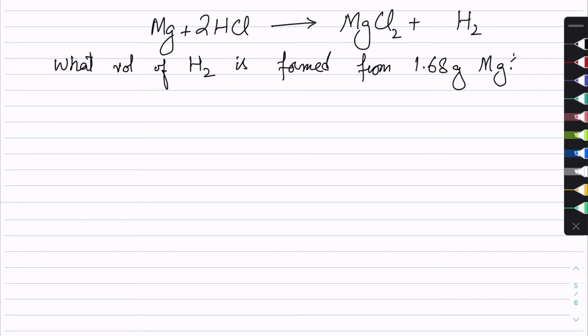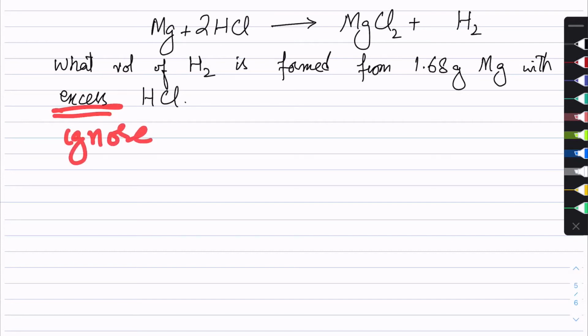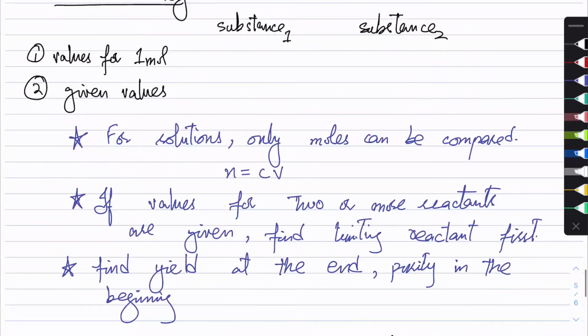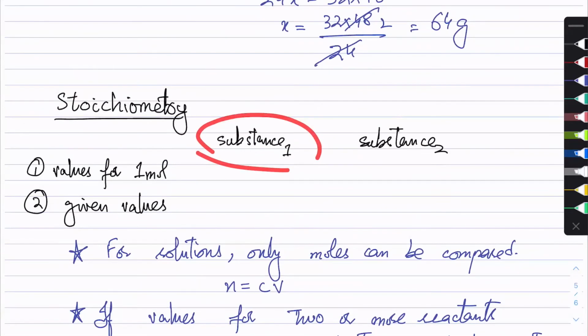And they can also add something to this. They can also say with excess HCl. This word excess means ignore. That's what it means. Okay. So you ignore HCl. हमने HCl को भूल जाना. We will just focus on magnesium and hydrogen. And those are the two substances. I told you, we are going to look at the two substances. That's what stoichiometry is all about.